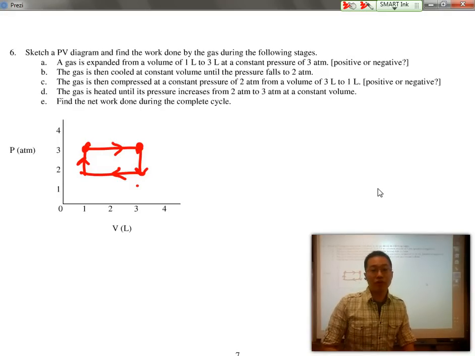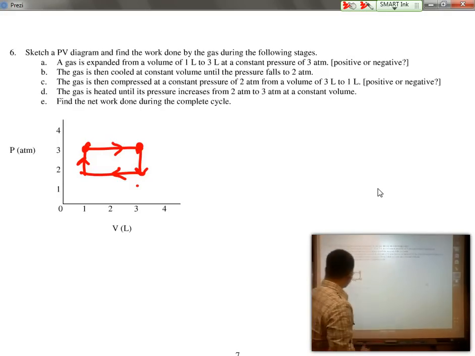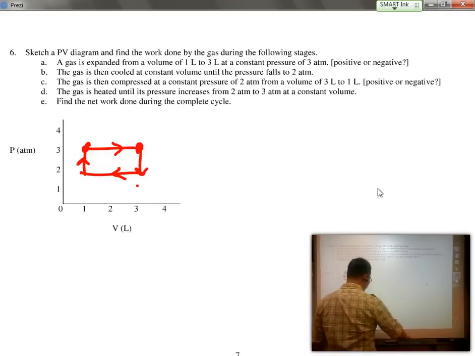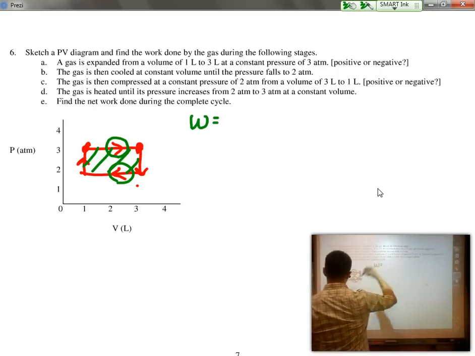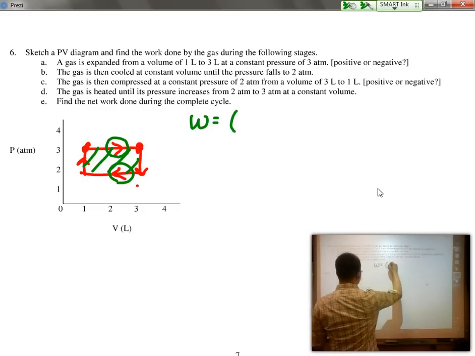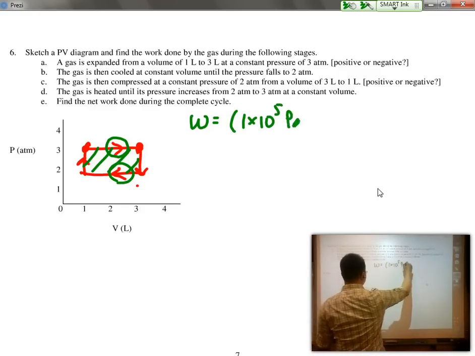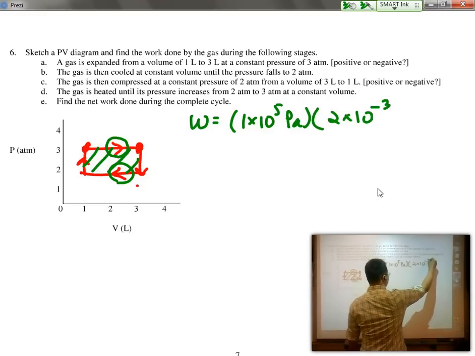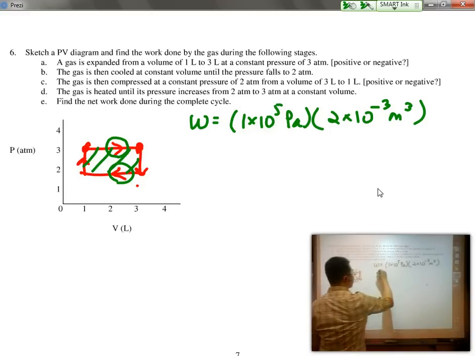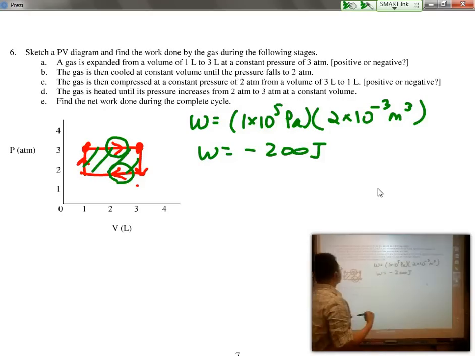So in this case, we can see that it is a cyclic process. If we're looking for the net work done during the complete cycle, that would simply equal the area inside. Now, because there's more negative work than positive work, our overall answer is going to be negative. So our work is equal to the height, 1 atm, 1 times 10 to the 5th pascals, times a base of 2 liters, or 2 times 10 to the negative third meters cubed, so work in this case will equal negative 200 joules.